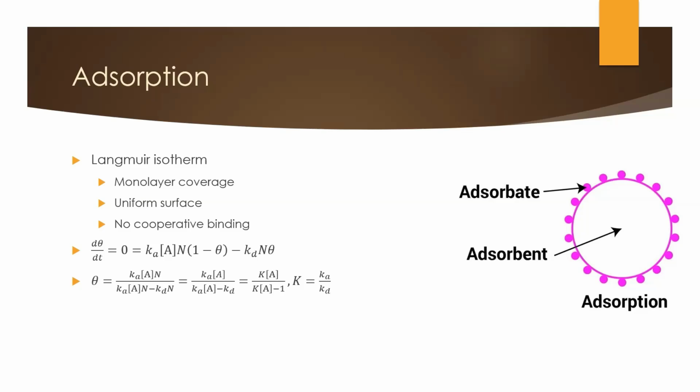We can put these together and solve for what theta is, the fraction bound, and we can eventually come up with this equation that's equal to K times the concentration of A over K times A plus 1, where K is the ratio of adsorbing to desorbing. And this gives us the Langmuir isotherm like we've used in Lab 7.